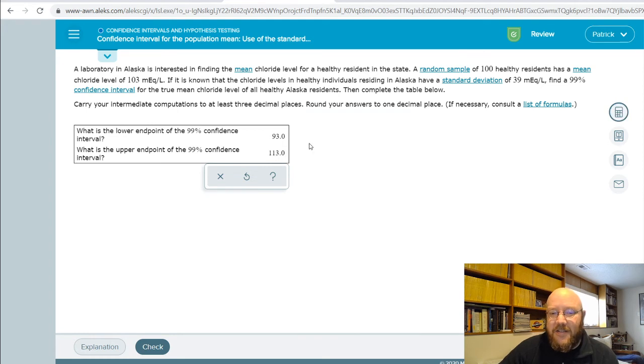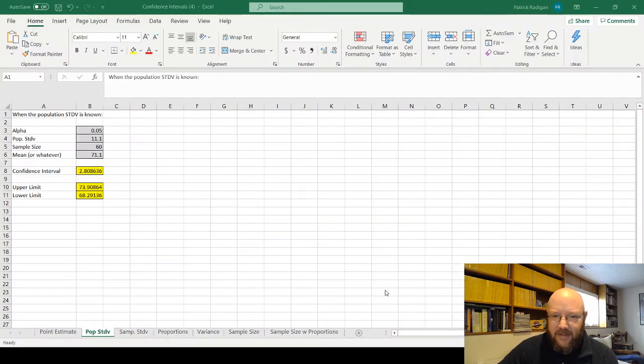Okay, so that's how you use the Alex calculator to do these. You can also do it using the spreadsheet that I uploaded into the module 3 folder. And that looks like this. When you download this spreadsheet, understand that there are multiple calculators and each one's on a different tab. When you know what the population standard deviation is, you're doing a Z table lookup. Make sure that you're using this tab right here, population standard deviation.